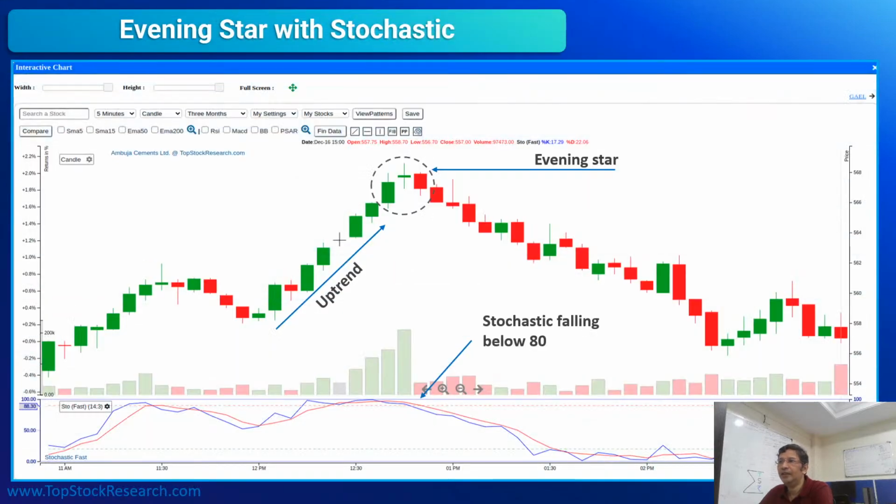Okay, evening star, same stuff. In this one, the pattern is formed in the uptrend along with a certain technical indicator like stochastic, right? So spot this pattern, spot the trends. If you are good at understanding some of the technicals, then you may want to refer to them as well.